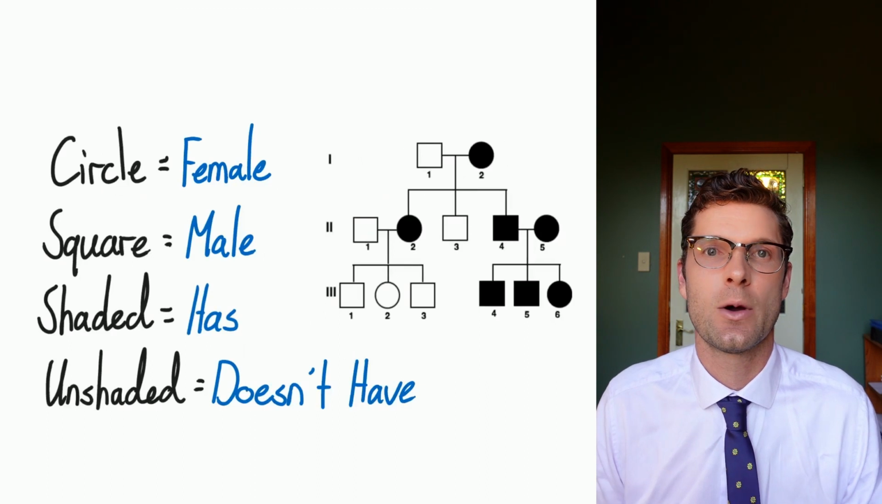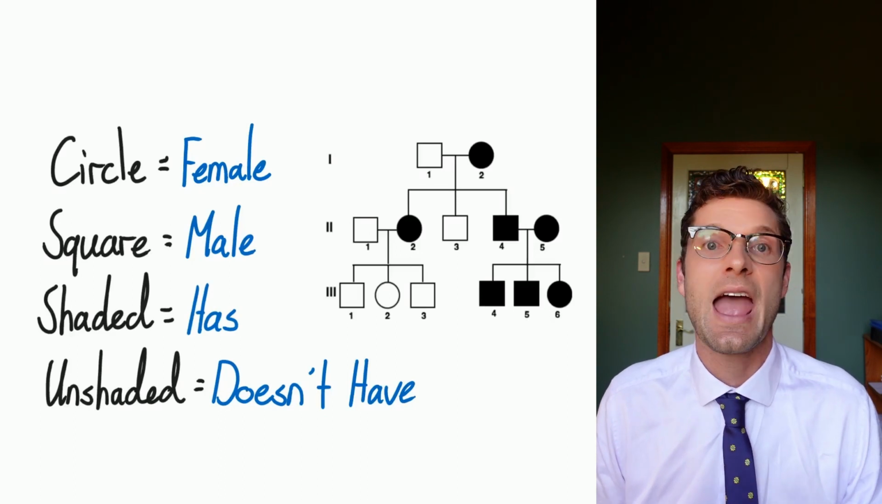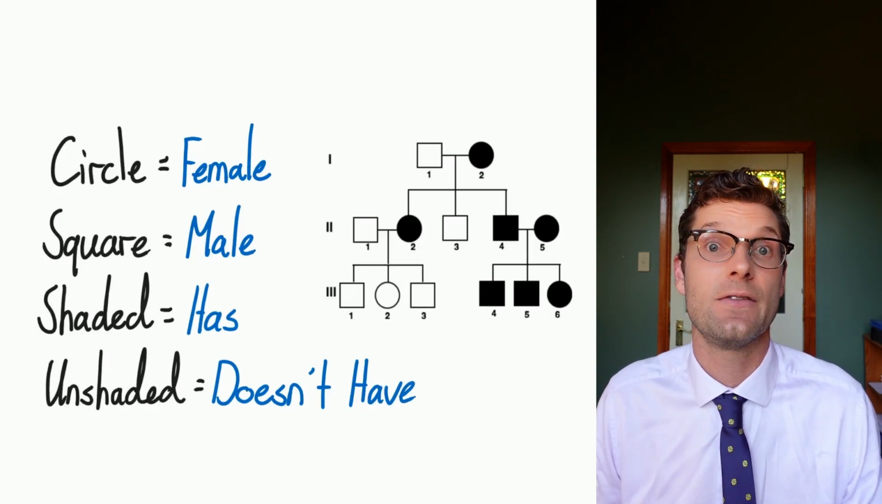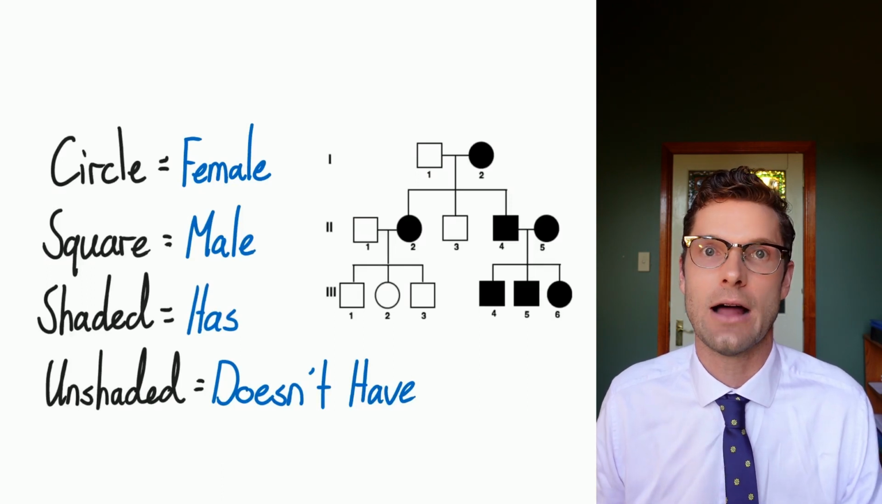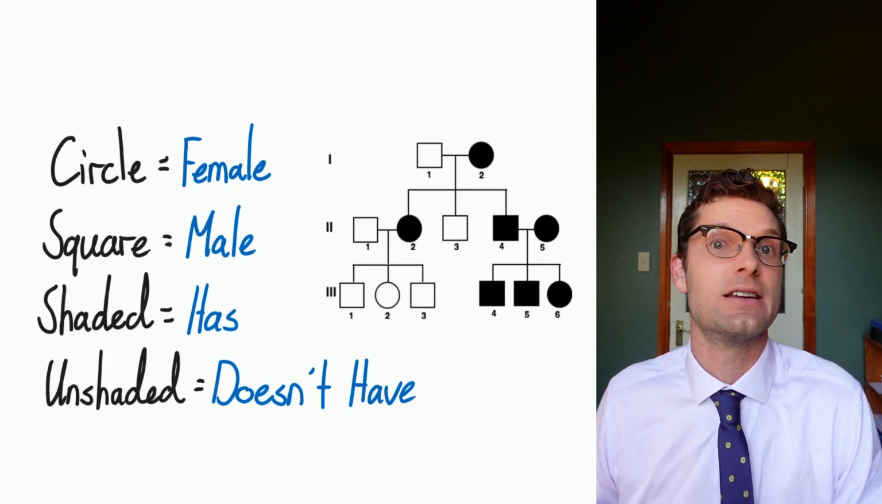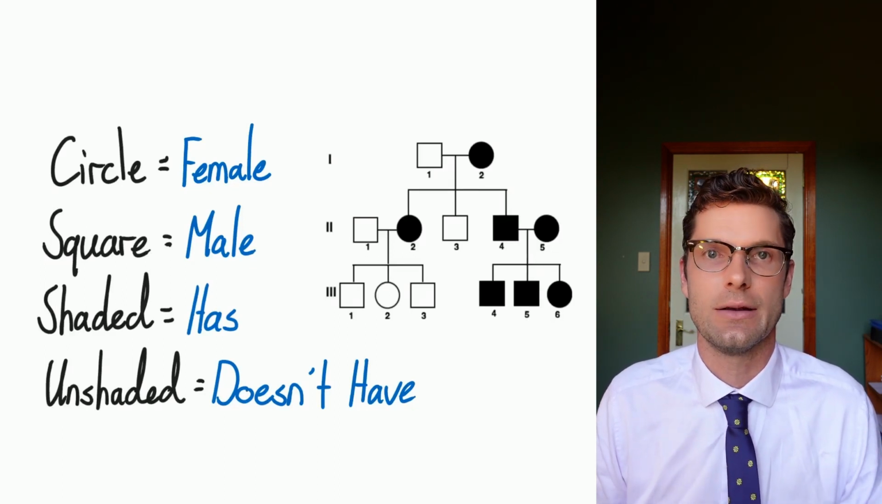Just before we rip into the questions, we just need to know that the different shapes mean the different gender: a circle is female and a square is male. And then a shaded box is saying that this box absolutely has the trait that we are looking for. If it's unshaded, it means that it doesn't have that characteristic that we are looking for in our pedigree.